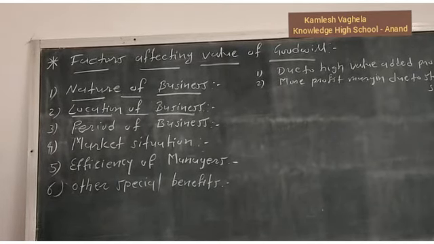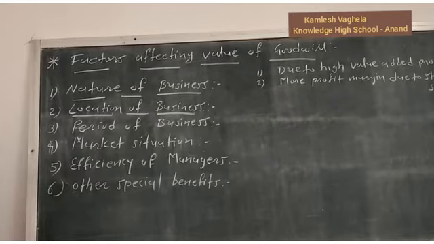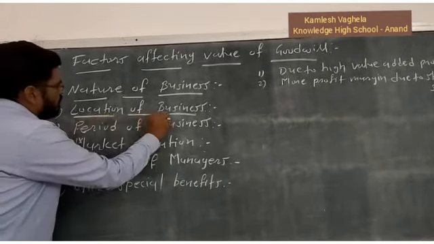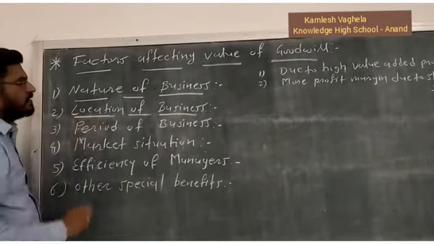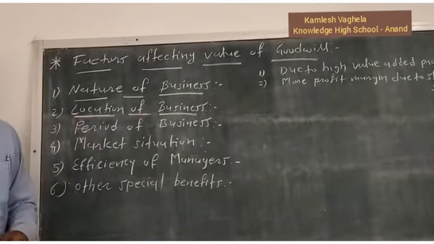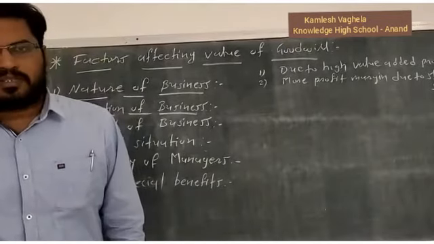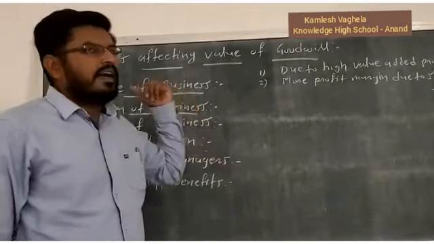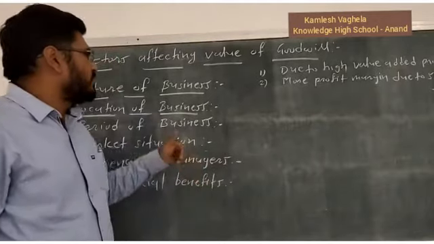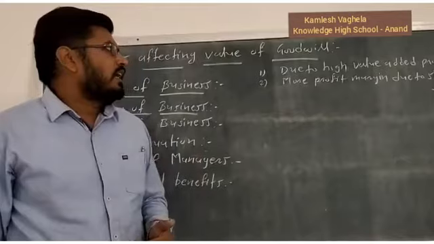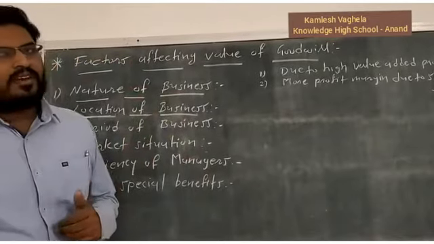The value of goodwill is high at such centrally located business. So location means what? Where our business is situated. If our business is situated in such an area where we find more number of customers, then our value of goodwill is high. And suppose our business is located in such an area where there is less number of customers, then our goodwill will be less. Now why?